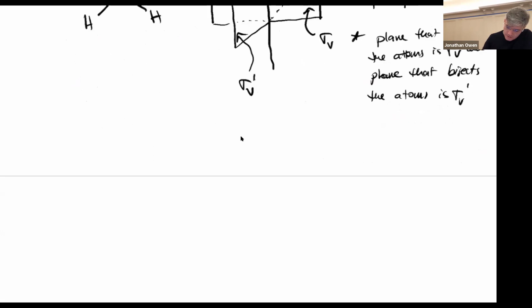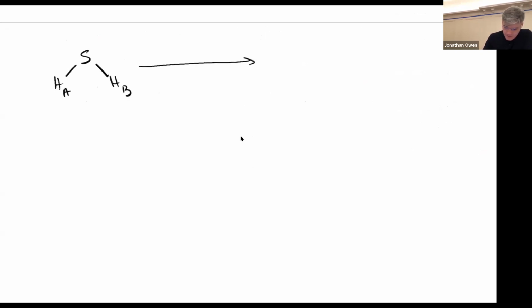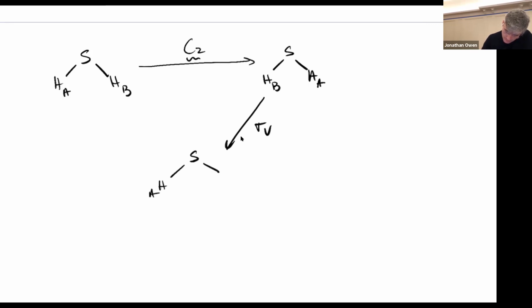All right, so I'm going to jump down here. And we're going to do some of these operations. So let's take a look at sulfur. Give these guys some labels. Let's see what happens when we do a C2. So C2 is going to swap these two hydrogens. Sends B over to A and A over to B. Let's do a sigma V here. Sigma V is going to send sulfur, A and B back.